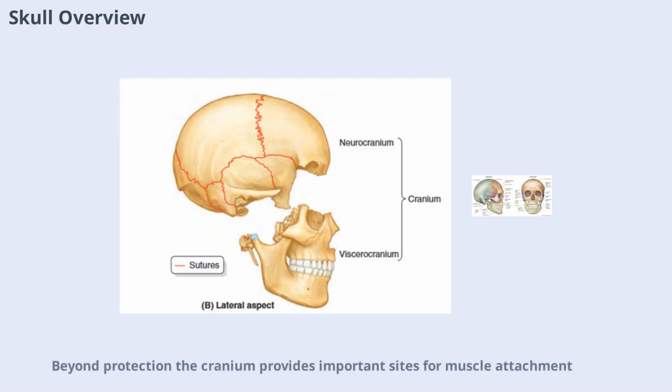Beyond protection, the cranium provides important sites for muscle attachment, enabling facial expressions and chewing. Understanding the skull's architecture is essential for grasping how our head functions, from movement to sensation. Let's explore its regions, bones, and clinical significance in detail.